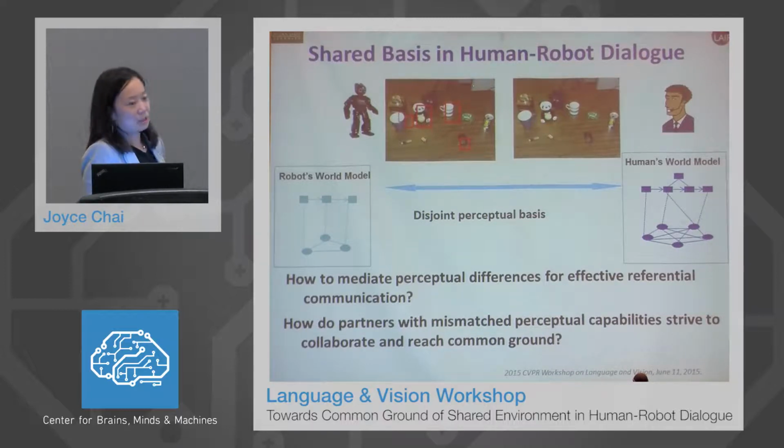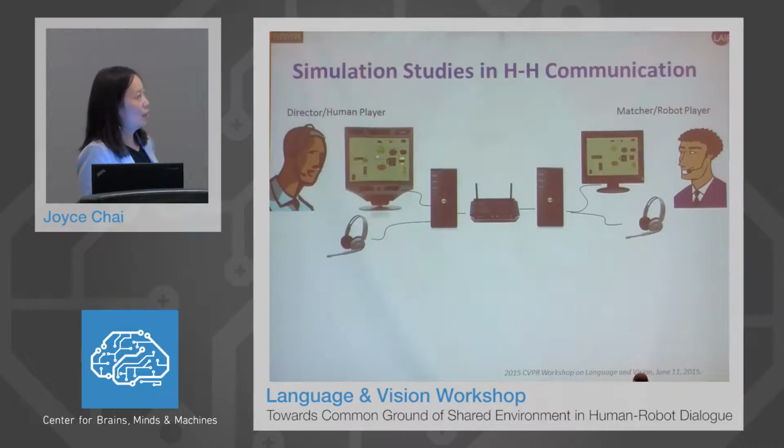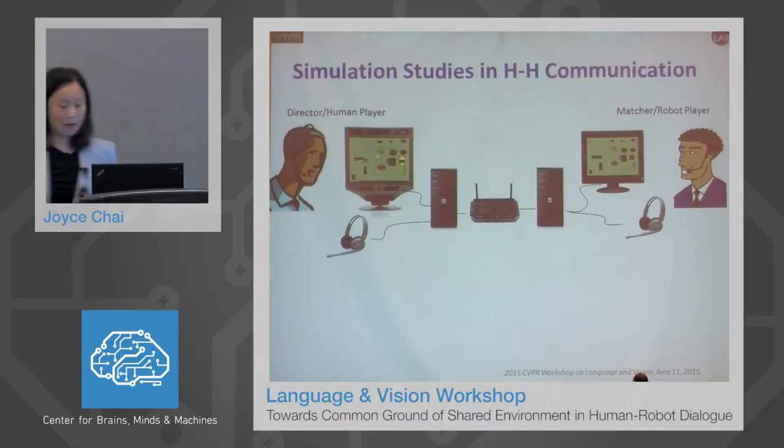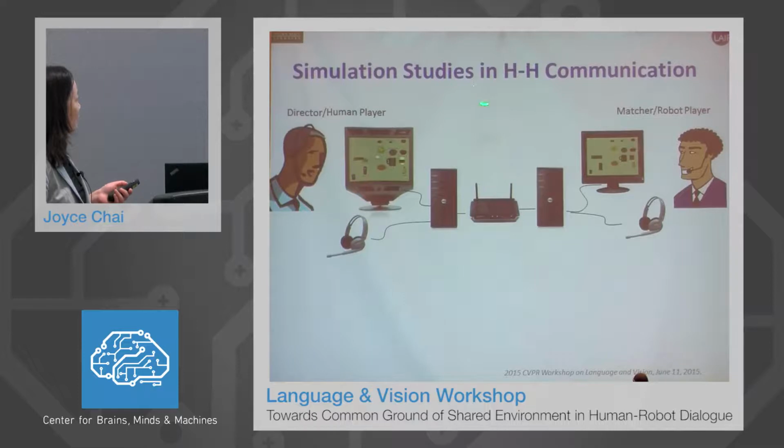So how do we answer this question? It is very hard to invite human subjects with measurable perceptual differences to come to the lab to do the study. So instead, we developed a system to simulate mismatched perceptual capabilities. What you can see here is two computers connected through the network. At one end is the director, who is assumed to have the higher level of visual capability, and at the other end is the matcher, who is assumed to have the lower perception capability.